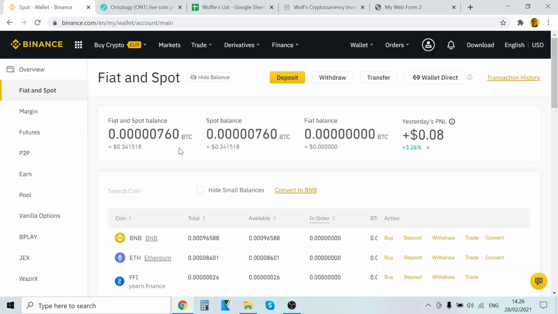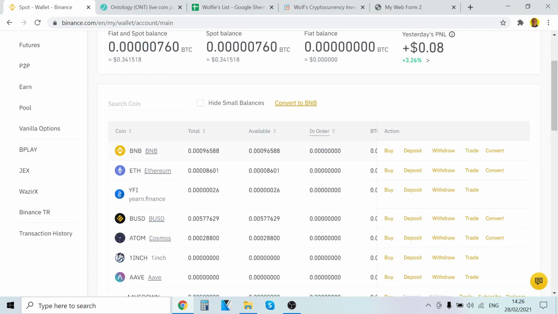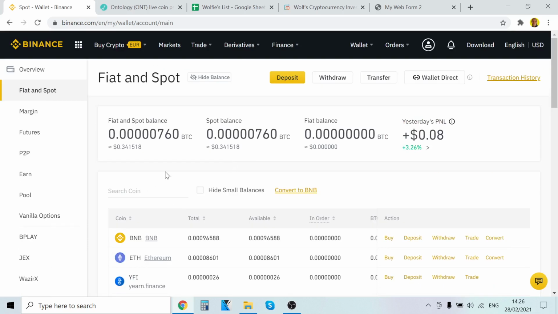Okay, so here all you have to do is you have the ontology here. So now you can get that ontology into a hardware wallet. For example, let me show you.